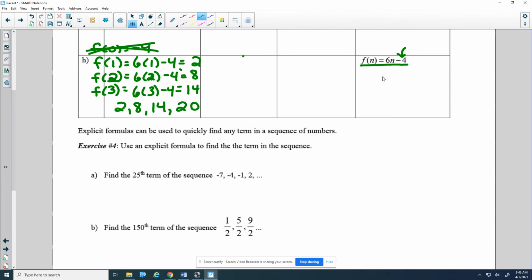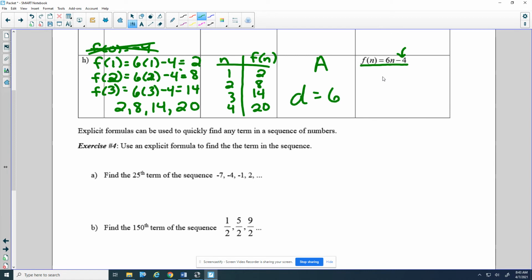So in a table, this is my table. I'm just putting those numbers in the table. This is arithmetic, and the common difference is 6.